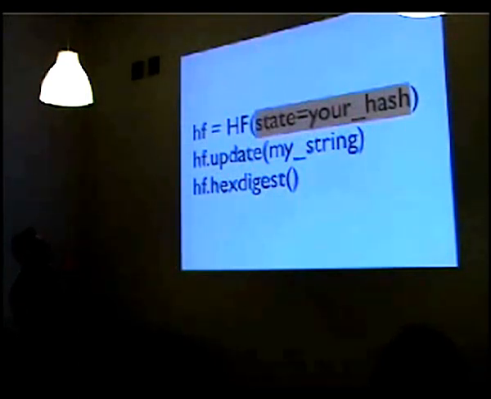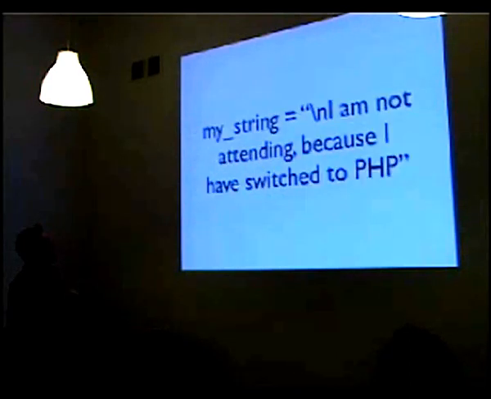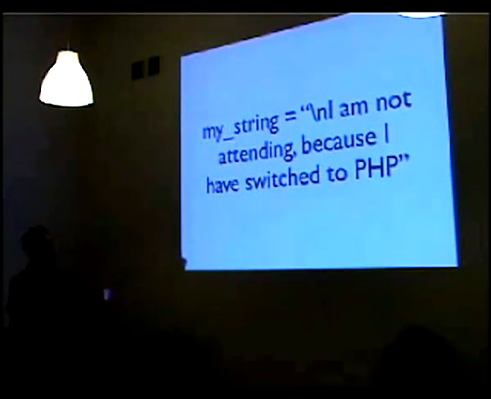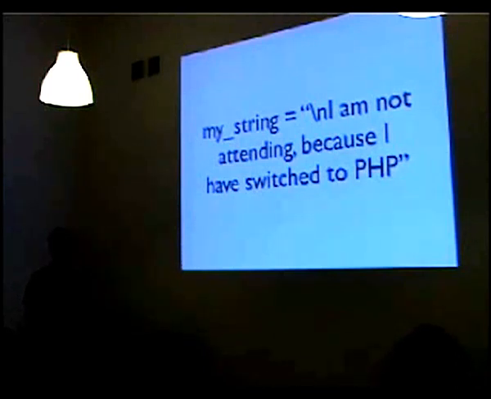Let's say that I initialize a hash function with initial state, the hash that I see from you. And then I can update it with my string and take the digest. So my string could be something like, "I'm not attending because I've switched to PHP." And then suddenly the output value matches completely. It's exactly the same as if you had written the text from scratch and taken that hash value, and it looks exactly the same.